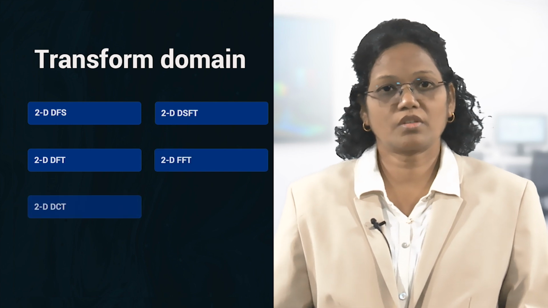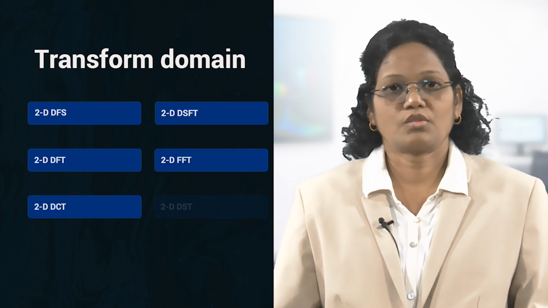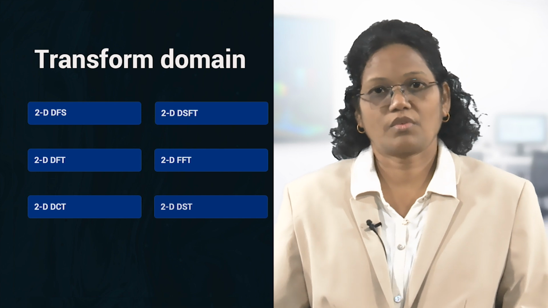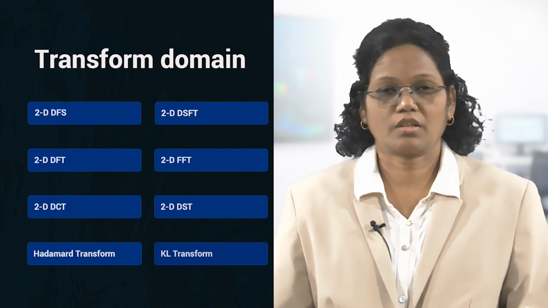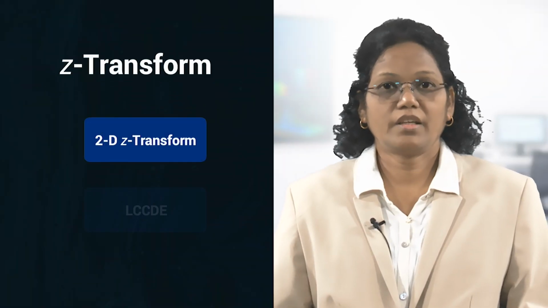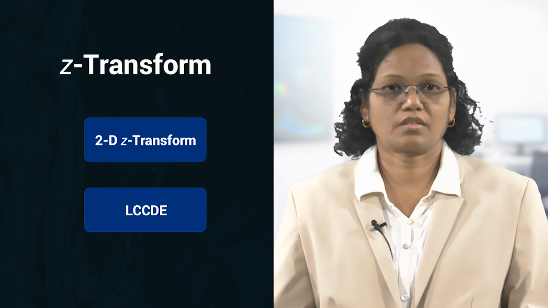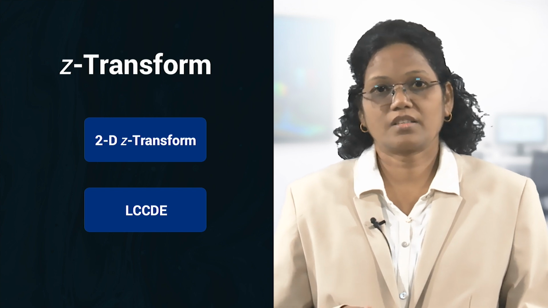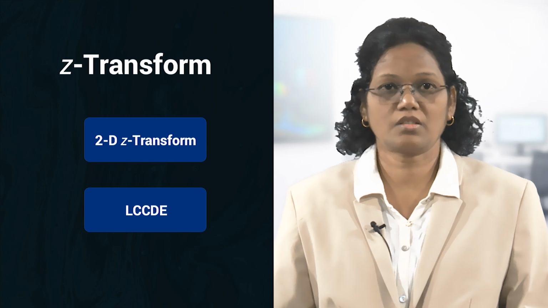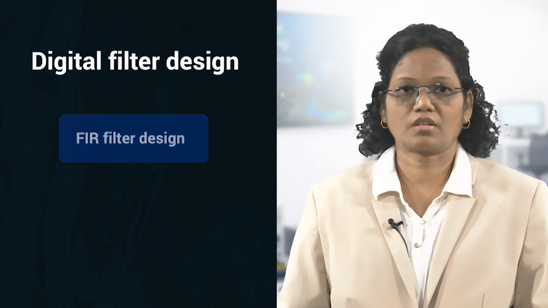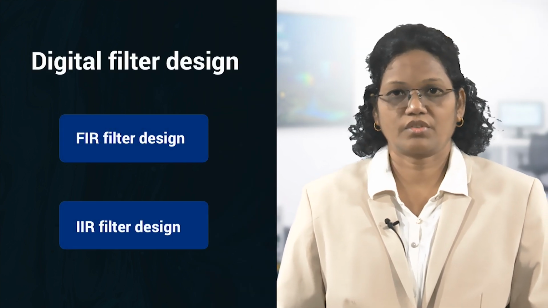Obtaining two-dimensional discrete cosine transform, two-dimensional discrete sine transform, Hadamard transform, and KL transform will also be taught in this course. Further, 2D Z transform, linear constant coefficient difference equations, that is LCCDE for 2D systems, have also been included in this course. Two modules are dedicated for two-dimensional digital filter designs, especially FIR and IIR filters.